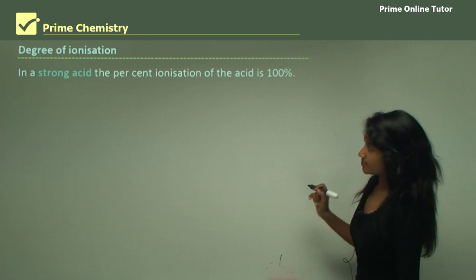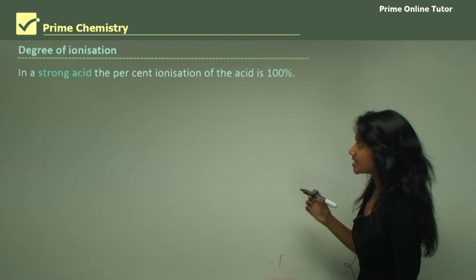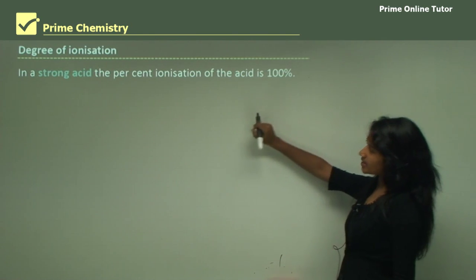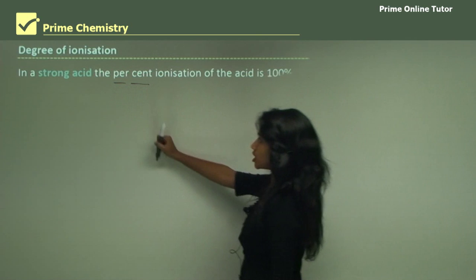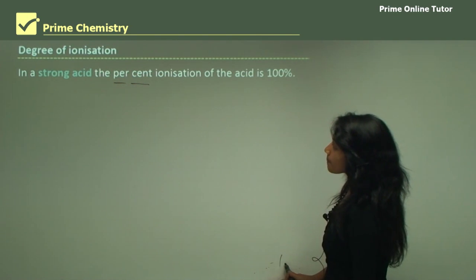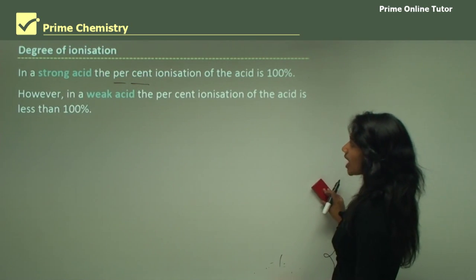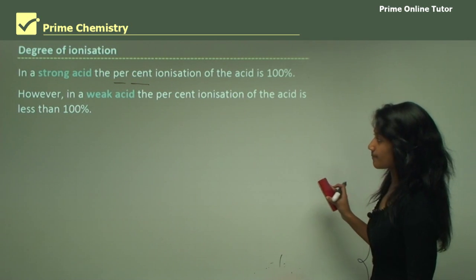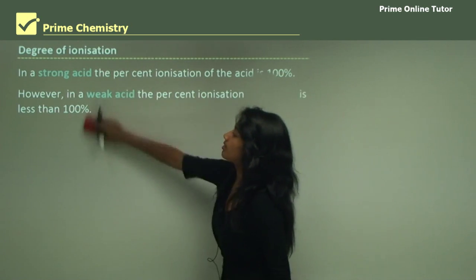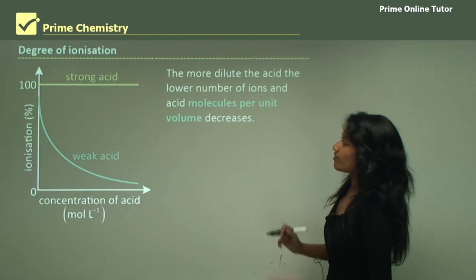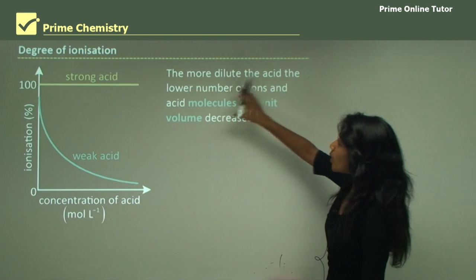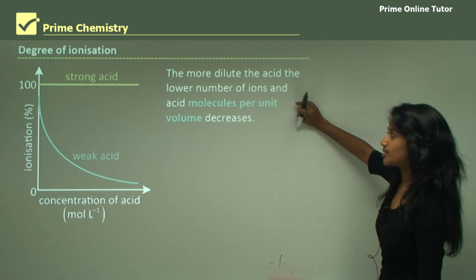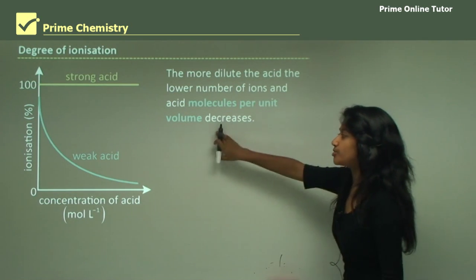Degree of ionization. In a strong acid, the percent ionization of the acid is 100%, which means per 100. However, in a weak acid, the ionization is going to be less than 100%. We just looked at it then. Now let's look at the degree of ionization. The more dilute the acid, the lower the number of ions and acid molecules per unit volume.